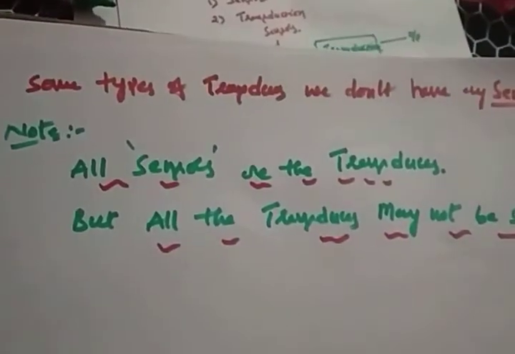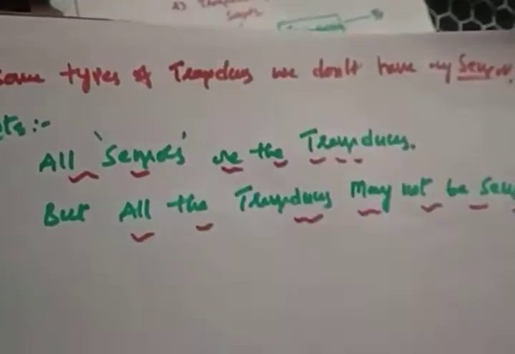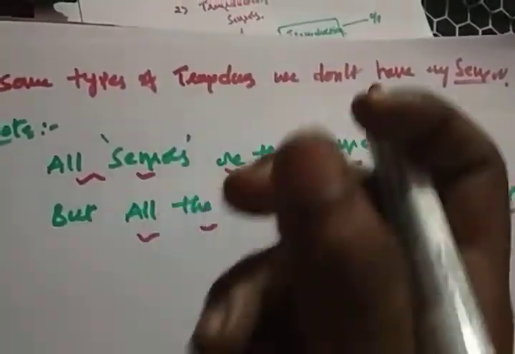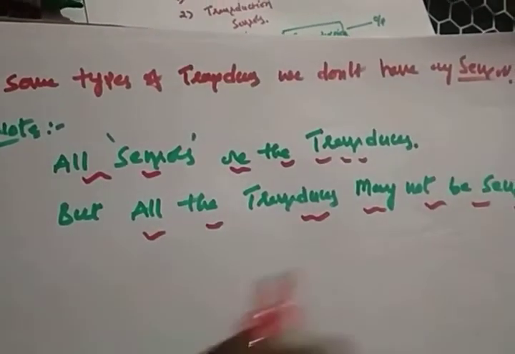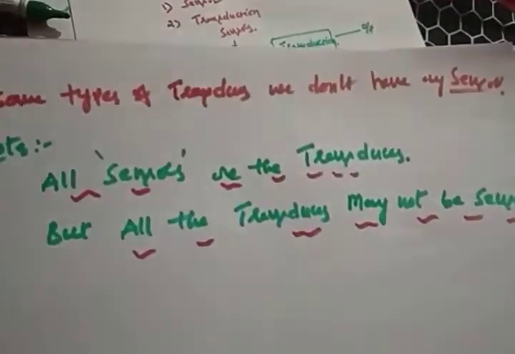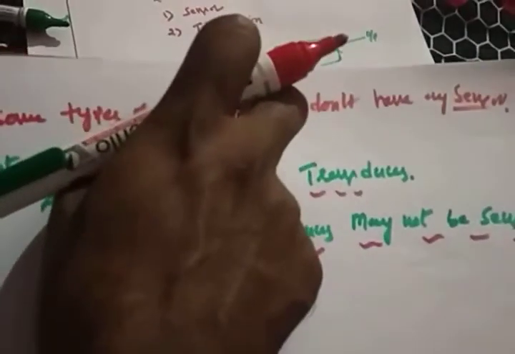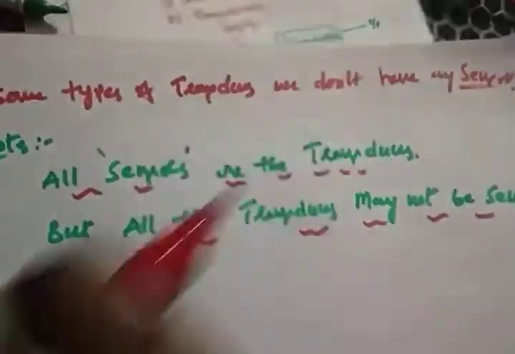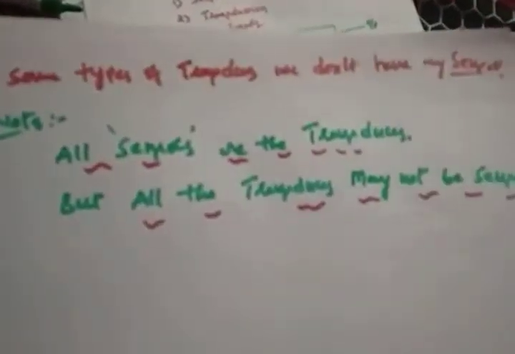Right? So that means not every transducer has a sensor. Maybe it may have, may not. Some types of transducer don't have any sensor. Only the transduction element will be present, and that will act as both sensor and transducer. Right? So what is the note? From this statement we derive this: all the sensors are transducers, but all the transducers may not be sensors.